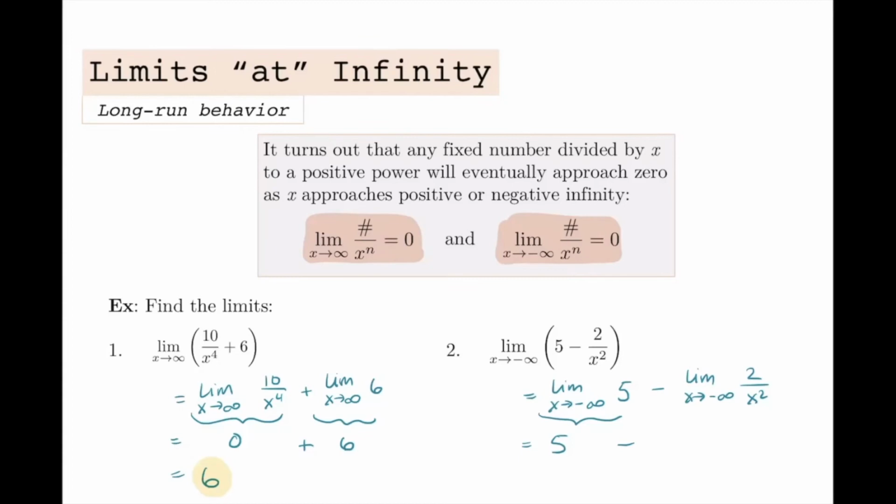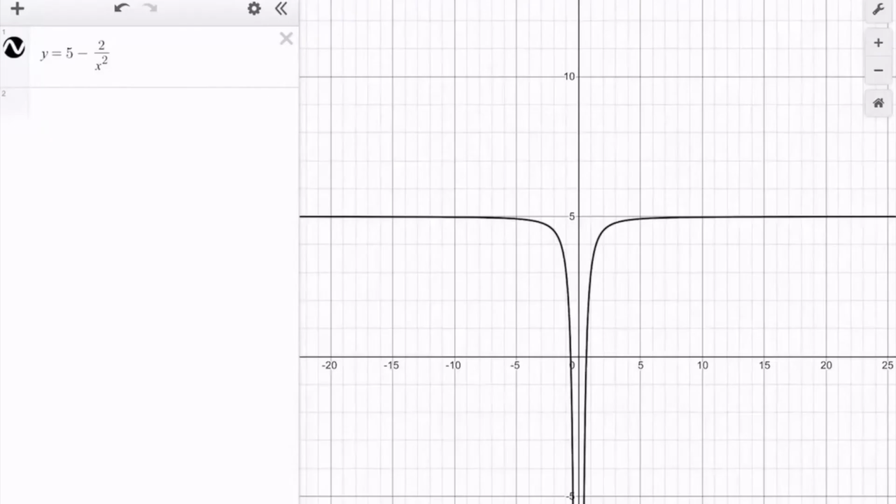Then we will subtract what we get when we take the limit as x approaches negative infinity of 2 over x squared. This is another example of something that looks like this, a fixed number over x to a power. X approaching negative infinity of something like that will always also be 0. So here we've got 5 minus 0, which is of course just 5. So that's the value of that limit. Here's a graph of the function that we just found the limit of. We can see again that this has a horizontal asymptote, and it's at y equals 5.